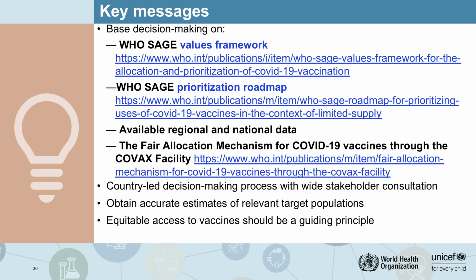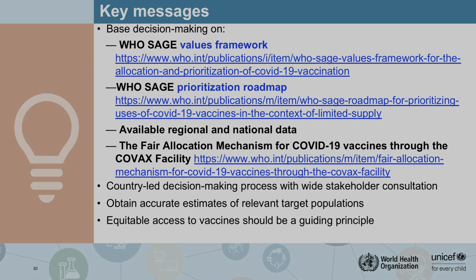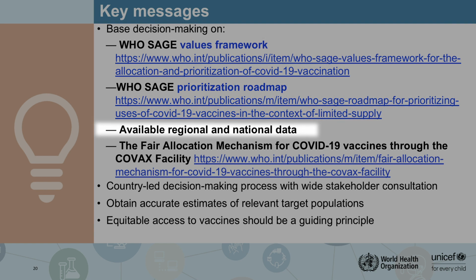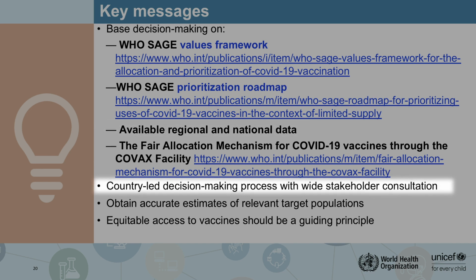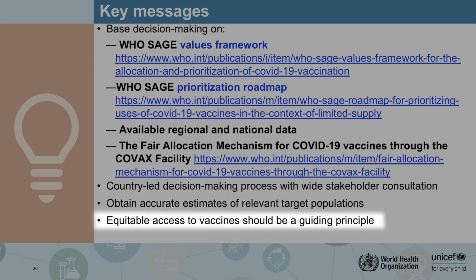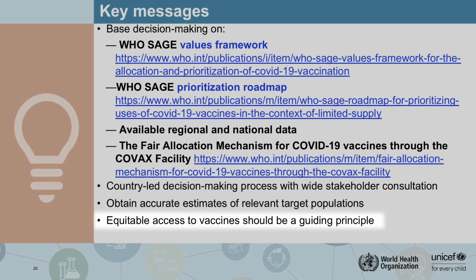The key messages from this module include decision-making should be based on the WHO SAGE values framework complemented by the WHO SAGE prioritization roadmap. Data from national regional sources should guide country-level decision-making. Wide stakeholder consultation with additional representation on the NITAG will ensure country-appropriate decision-making. Accurate estimates of target groups will help in planning vaccine rollout, and equitable access to vaccine should be a guiding principle.